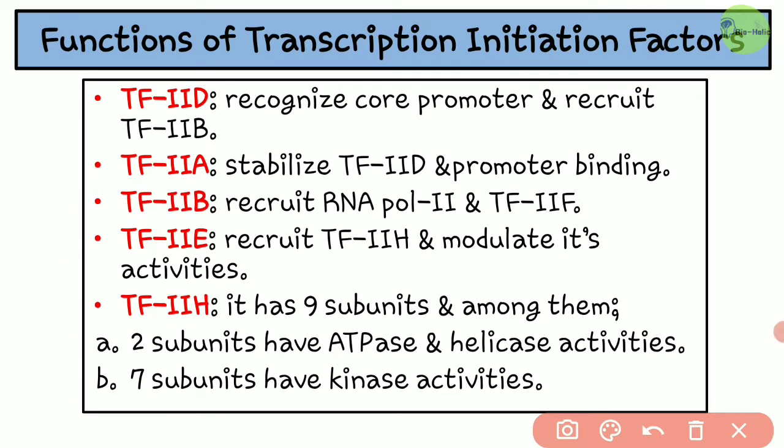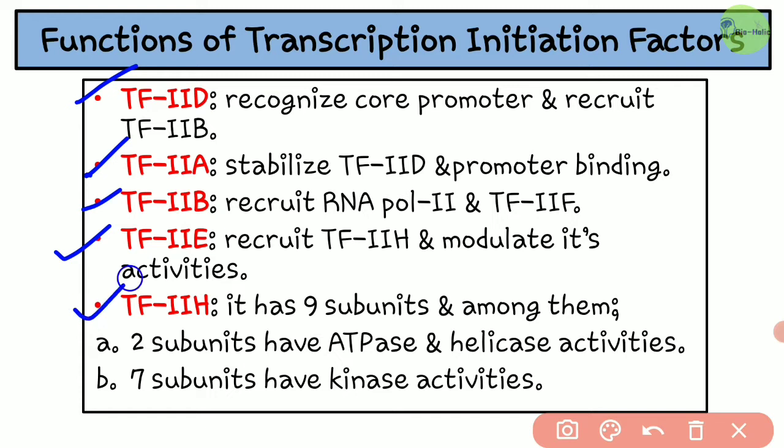Now we should know the functions of the various transcription initiation factors, which are very important. First of all, TFIID can recognize the core promoter and recruit TFIIB. TFIIA can stabilize TFIID and promoter binding. TFIIB can recruit RNA polymerase II and TFIIF. TFIIE can recruit TFIIH and modulate its activities.